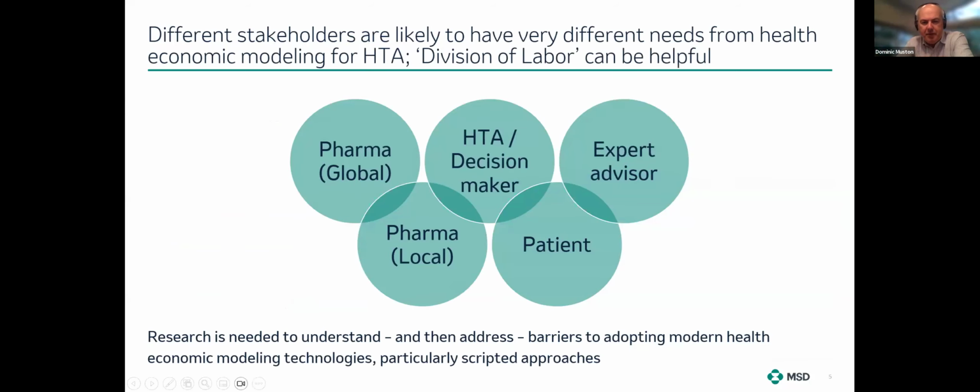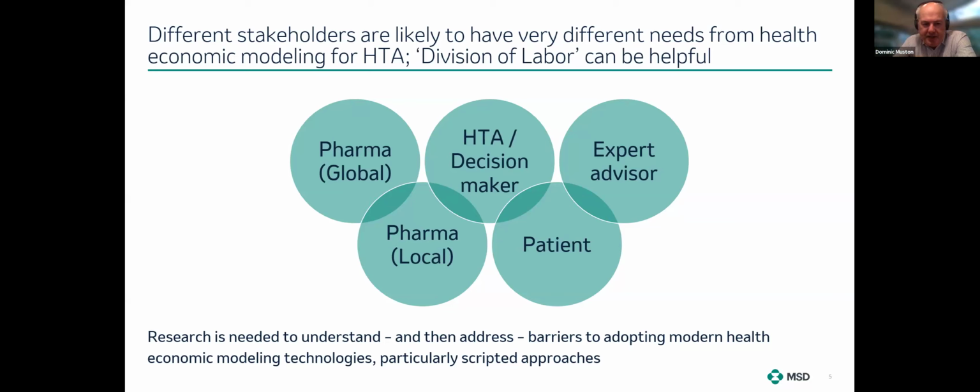Here we are. So yeah, just to highlight the point again, different stakeholders are likely to have very different needs from any health economic modeling for HTA. And this idea of division of labor, which a colleague flagged to me, which I think was a Bradley Efron construct from a while ago, that can be helpful, because then you're using the specialisms of each person at each point in the chain to address that particular specialism.